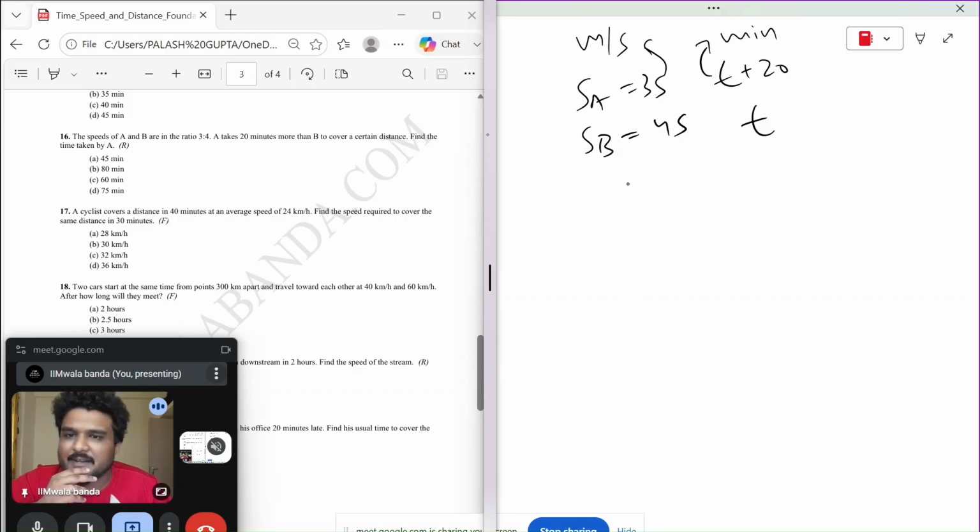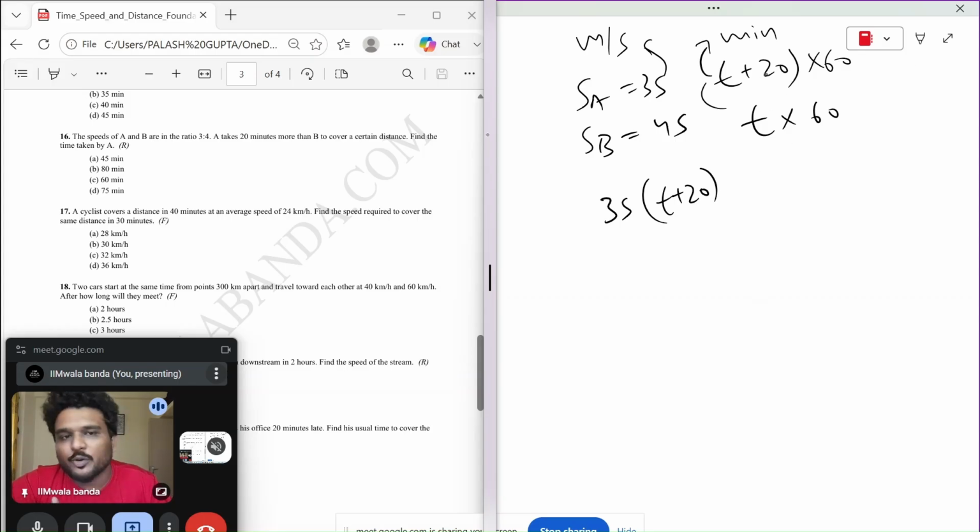20 minutes to cover the same distance. So distance is the same. Distance is what? 3s, speed, into time. The thing is that even if I convert this entire thing into seconds, it will get cancelled. So there should be no confusion in that case. I will write t plus 20 into 60 because it's meters per second. So now the distance is also going to come in meters. I don't want you to be confused. It's just going to get cancelled. That's why I was not caring about it.